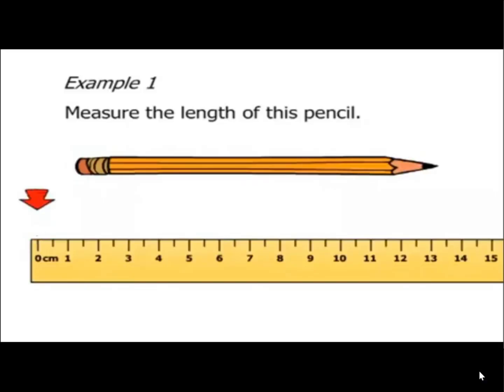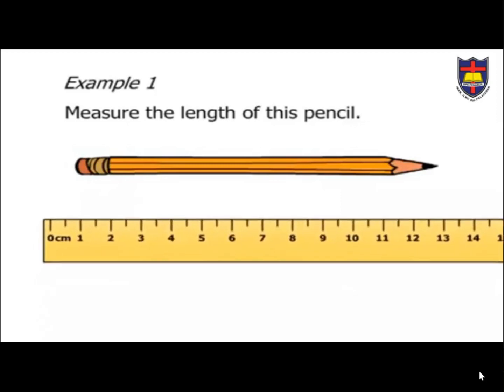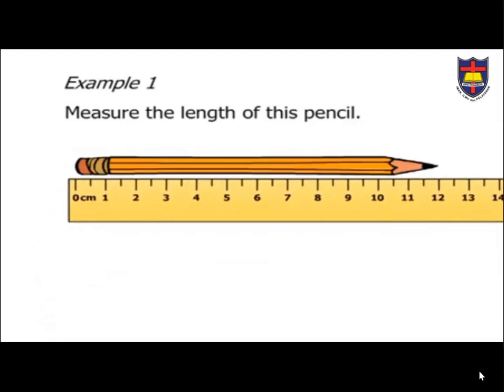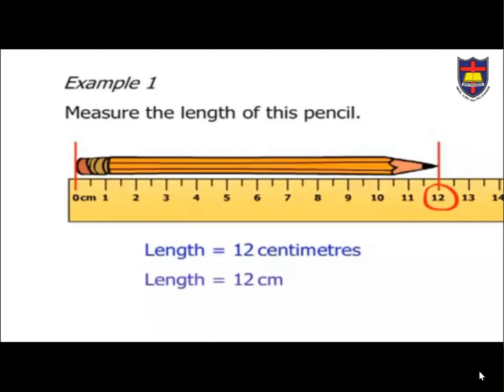Example 1. We're going to measure the length of this pencil. See carefully the ruler scale because we will start from 0 cm and we need to move that to the edge of the pencil, and at the tip of the pencil we can see 12 cm. So the length of the pencil is 12 cm.